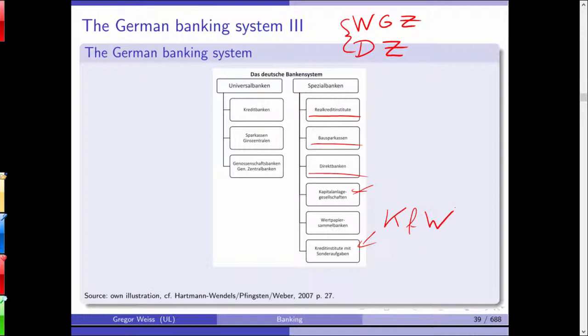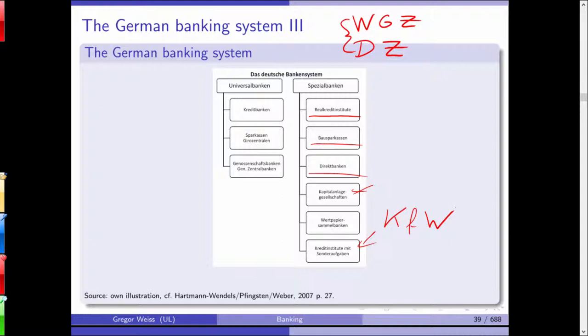The KfW, in German it stands for Kreditanstalt für Wiederaufbau. It's the bank for reconstruction. The KfW was founded as part of the Marshall Plan after the Second World War to finance the reconstruction of Germany after World War II. Of course, that has been accomplished by now, and KfW is now a federally owned bank and one of the largest banks in Germany that gets money from the federal state and finances special programs.